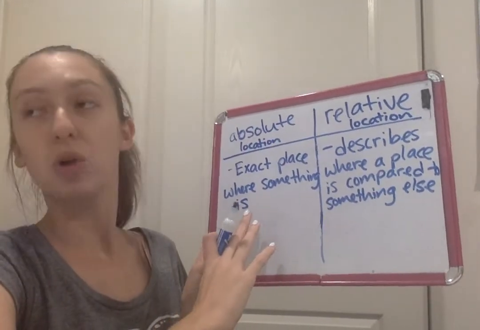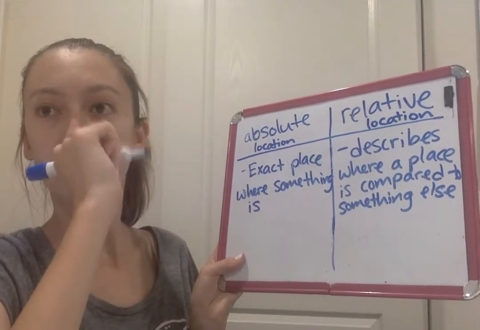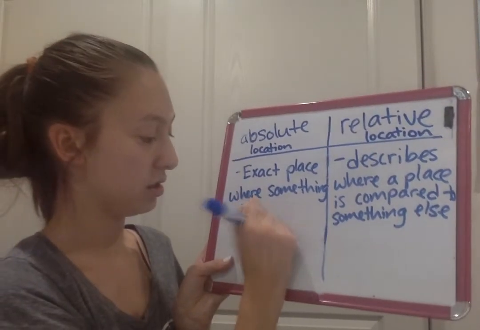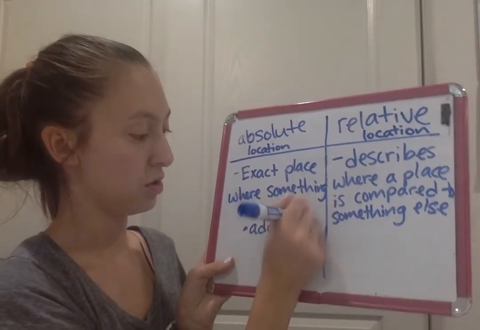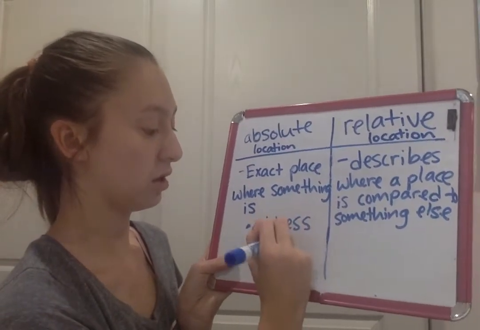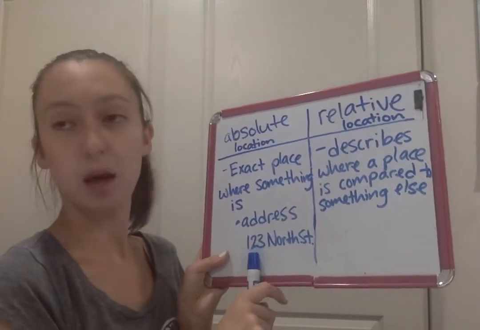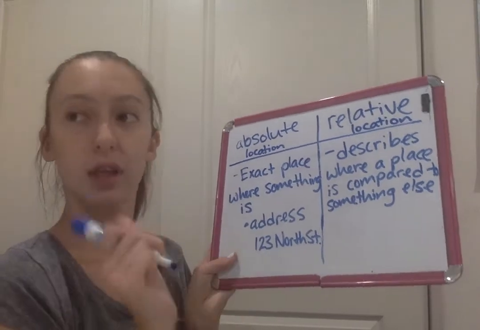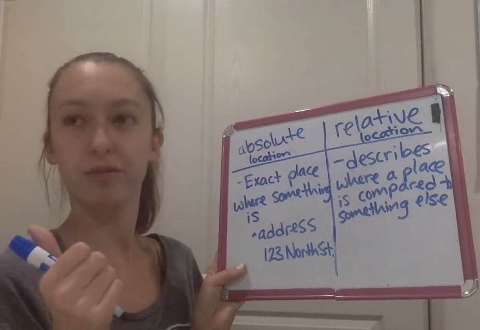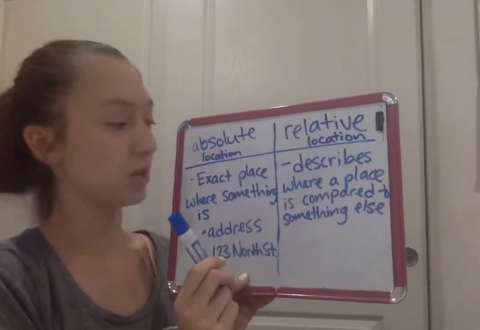Can someone give me an example of absolute location? Yes, that's right. So an example of absolute location would be an address. So like 123 North Street. That's an example of an address, right? Yes, so an address is an example of an absolute location. Does everyone agree? Yes. Okay, now, what about an example for relative location?